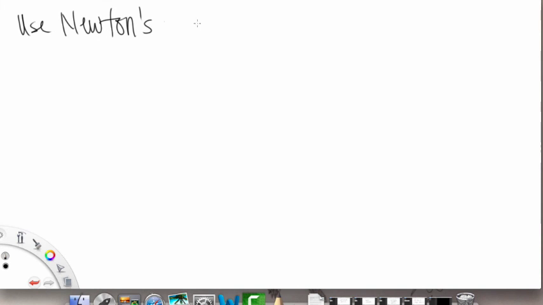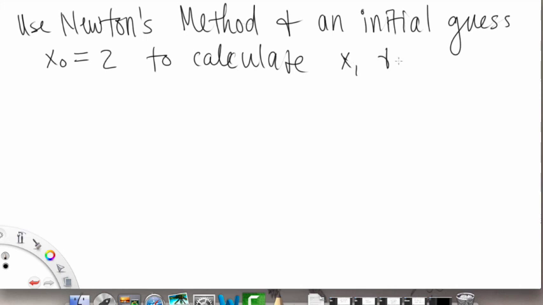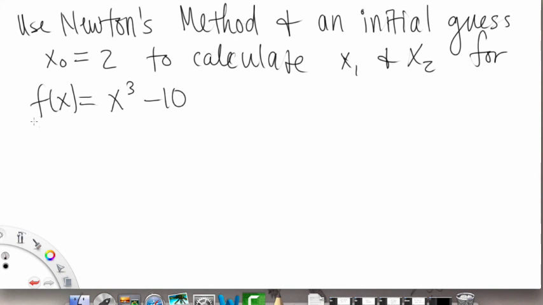Okay, so we're going to use Newton's method to approximate something, and it's also going to give us an initial guess of x naught equal to 2. We want to calculate x sub 1 and x sub 2 for the function f of x equals x to the third minus 10. This is what we're going to do in our formula for x sub 1, for example.